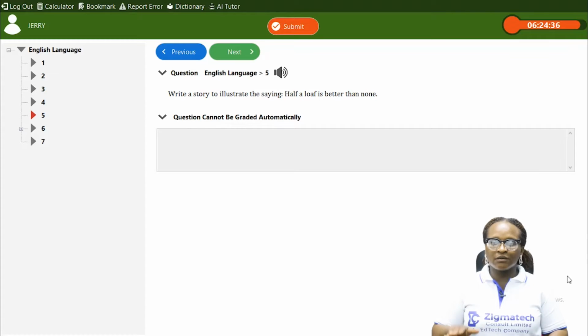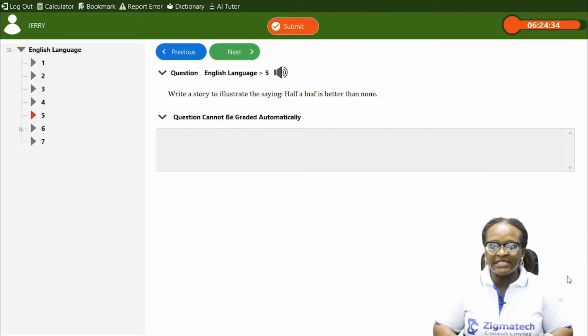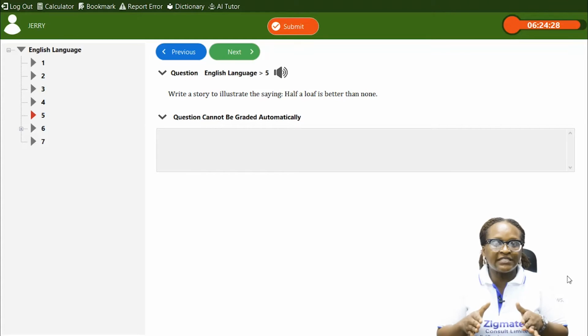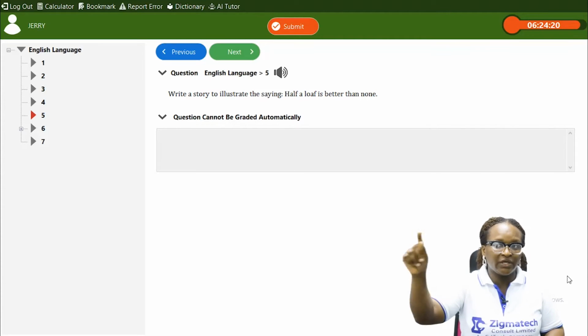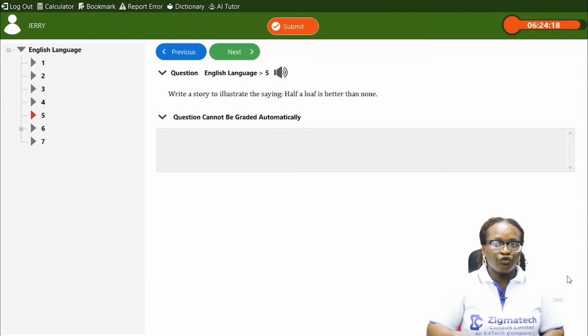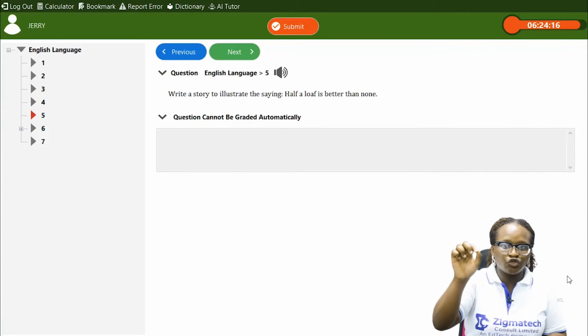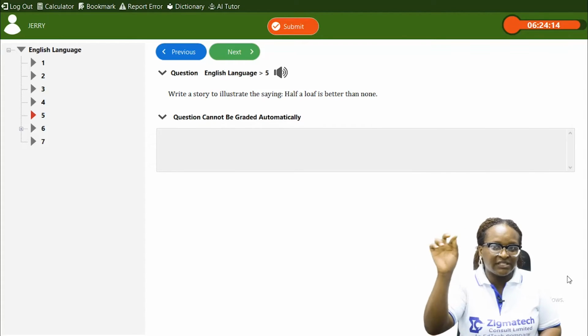Now, this is going to test your ability to create. Narrative essay deals more on creativity. If you don't have the creative prowess, then I would not advise you to delve into this. One thing I always tell my students: when you're given a topic to write on, you are asked to write a story that illustrates the saying.